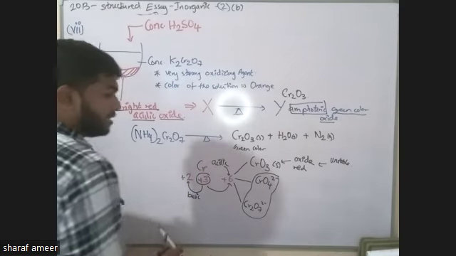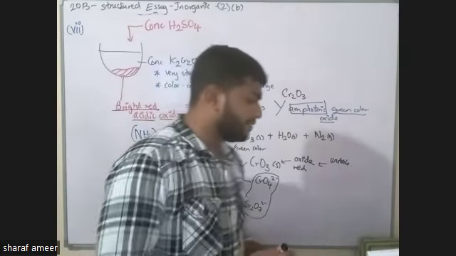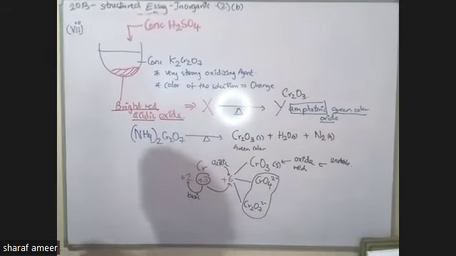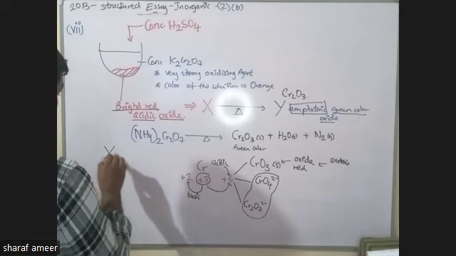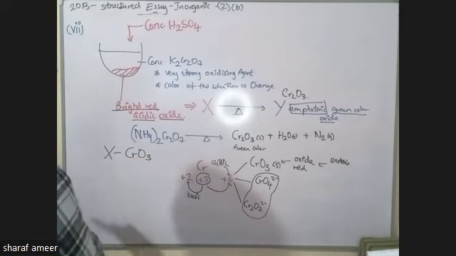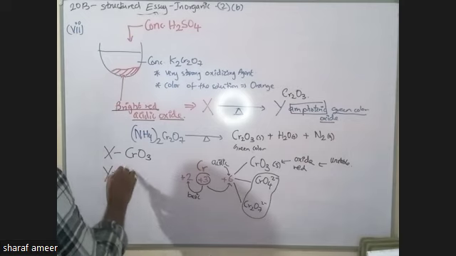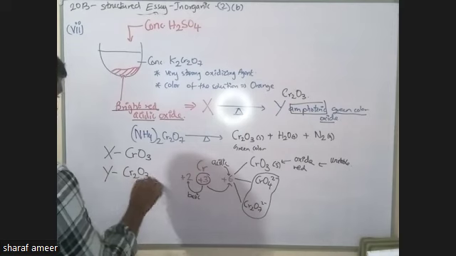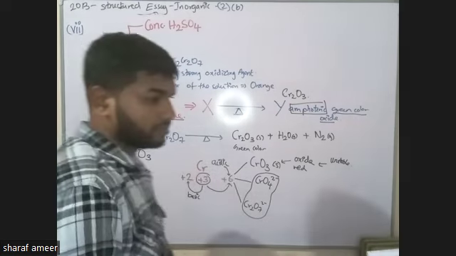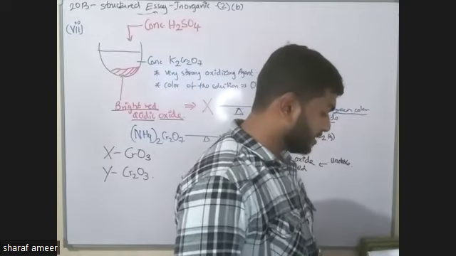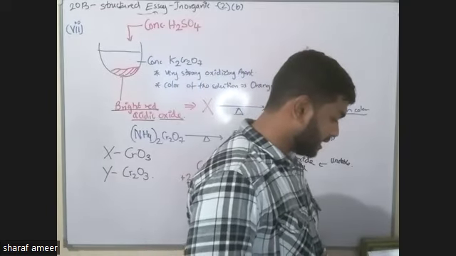So the question is: give the chemical formula of X and Y. X is CrO3, and Y, the amphoteric green oxide, is Cr2O3. So this is the answer.